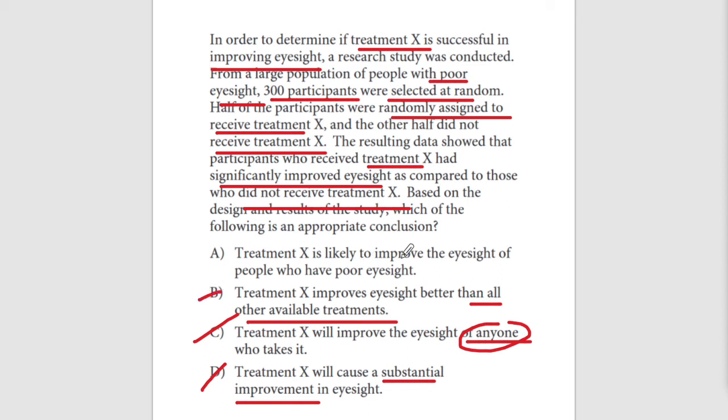And then, treatment X is likely to improve the eyesight of people who have poor eyesight. So this is 100% true because it is likely to improve, right? We're not 100% sure, but it's likely to improve. We can't say it will improve. It is likely that it will improve. All right.